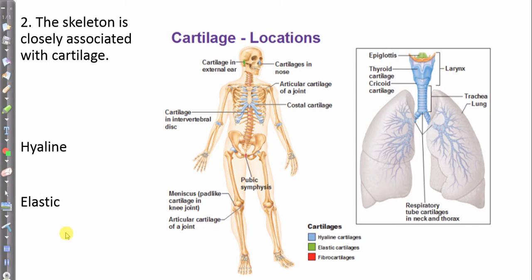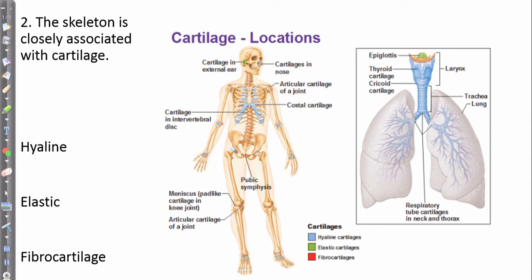The last type is fibrocartilage, and it's a little hard to see here, but you're going to find fibrocartilage in the joints of the knees. You're going to find it at the pubic symphysis, where your pubic brim comes together, and you're also going to find, if you look very carefully, you'll see some red in here. This is going to be in between your vertebrae.